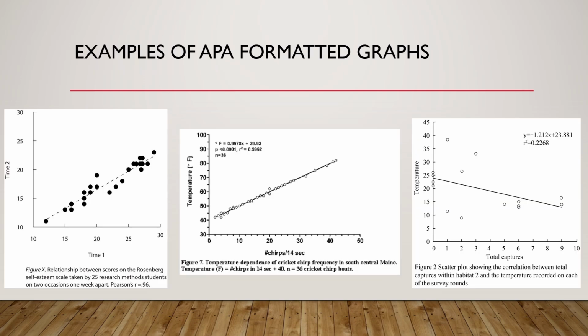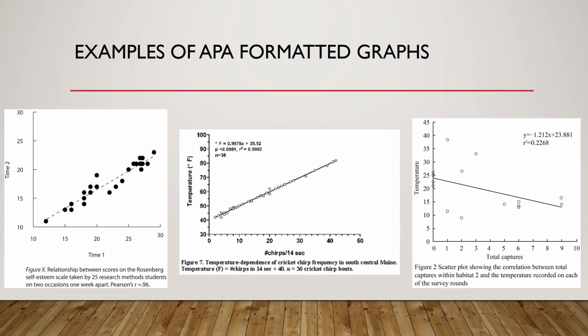So here's some examples of the APA formatted graphs. The first one, you have time 1 is the X variable and time 2 is the Y variable. They've made sure to include that the range of potential scores for both time 1 and time 2 from 10 to 30. And then you have the regression line going through all of those data points.